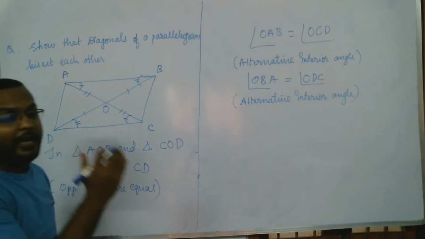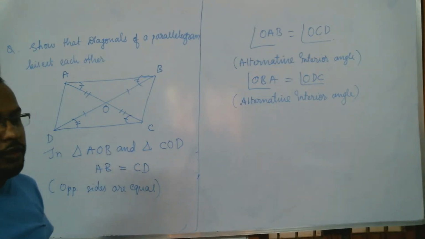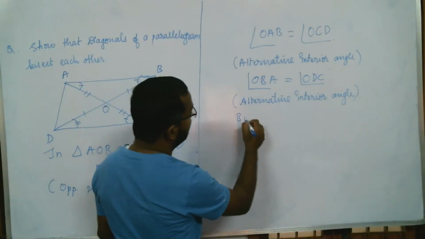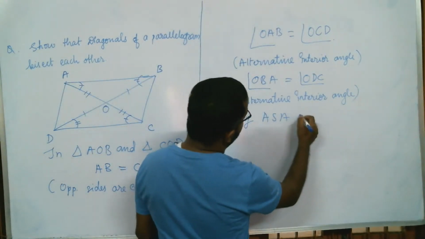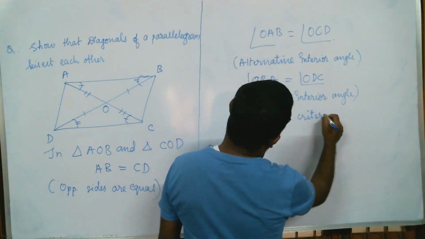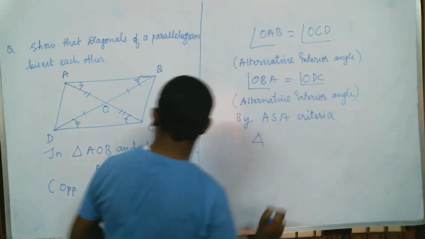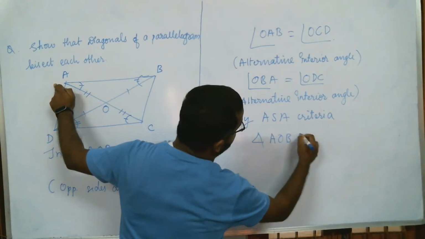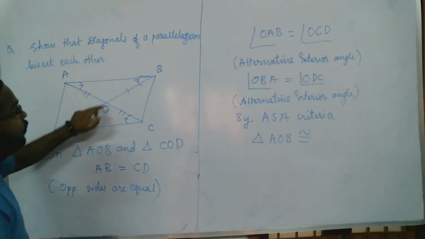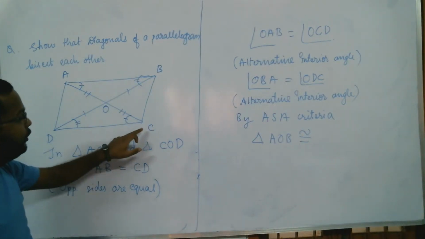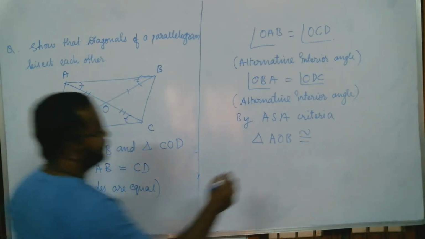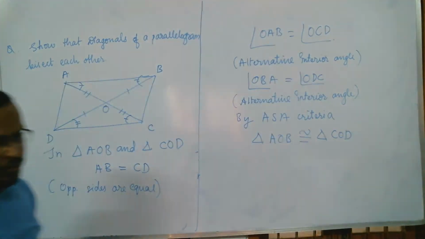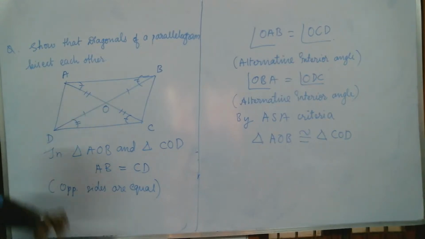So by ASA criteria, which criteria are we using? Angle, side, angle. So by ASA criteria, triangle AOB is congruent to triangle COD. So we have proved these two triangles as congruent.